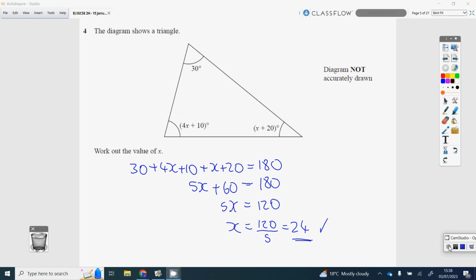Question 4. Here we're going to be constructing and solving an equation. Now the angles in a triangle add up to 180. So 30 plus 4x plus 10 plus x plus 20 has to equal 180. And that's my first line of workings. Now simplify the left-hand side. 4x plus x is 5x. 30 add 10 add 20 is 60. Then take away 60 from both sides, divide by 5, and we get x being 24.